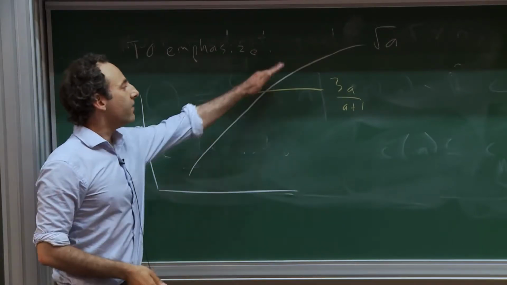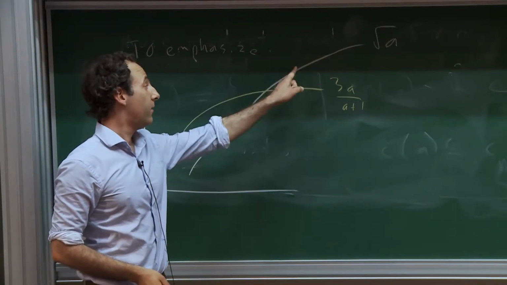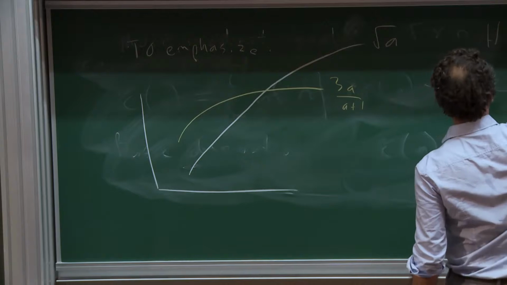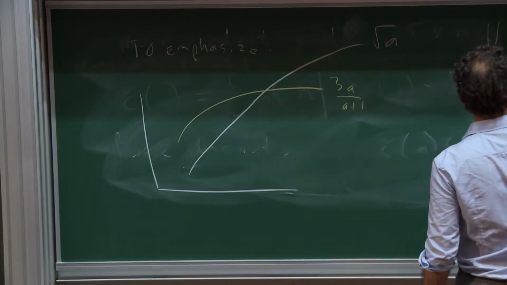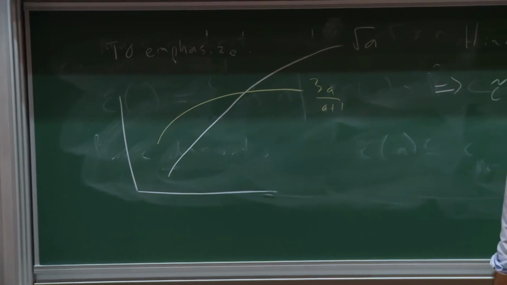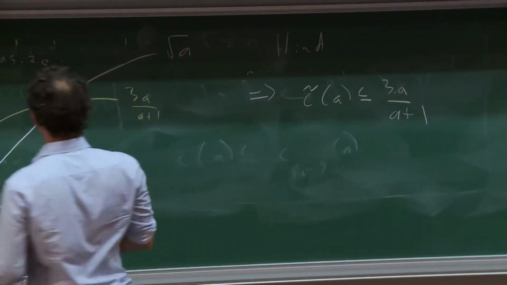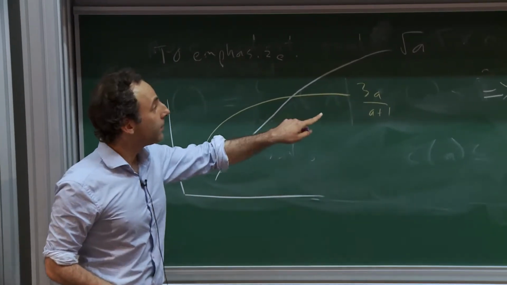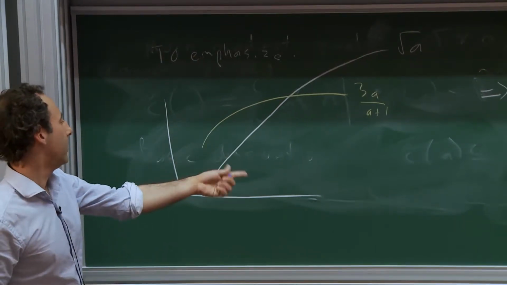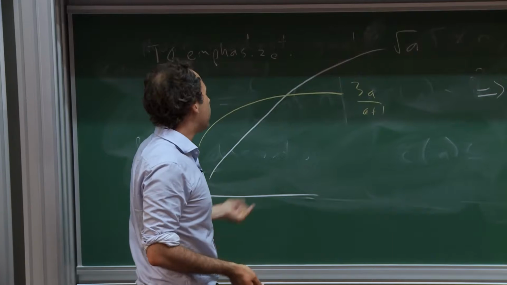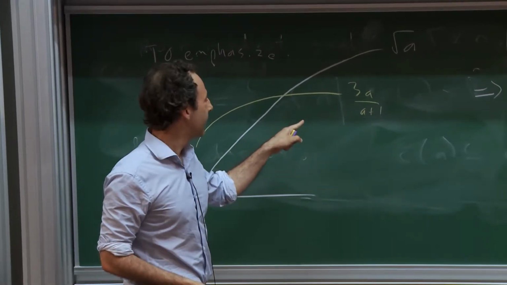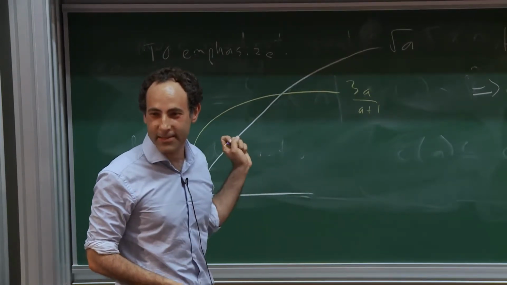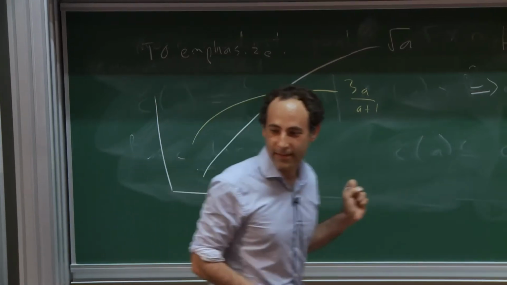And remember, C of A, the McDuff-Schlenk function, is always above this white curve, whereas the Hind result says that whatever our function C twiddle is, it's always less than or equal to 3A over A plus 1. So evidently, once we get past this point, this product function cannot be equal to the McDuff-Schlenk function. Now a natural question is, what is this point? Well, this is kind of a fun exercise. Is anyone good at mental math? What is the A value for which 3A over A plus 1 and square root of A intersect?